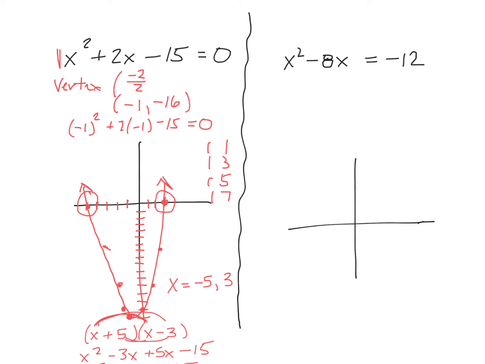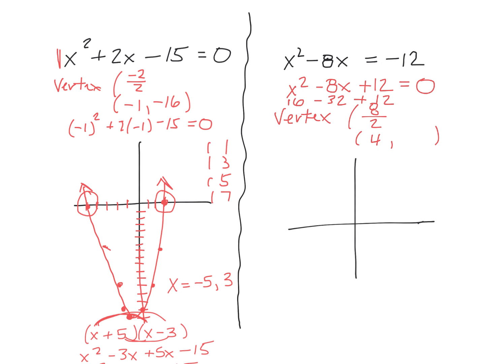This next particular equation, first of all, we've got to get this to equal 0, so I'm going to add 12 to both sides. If I find my vertex, which would be negative b over 2a, I have an x coordinate of 4. If I plug 4 in there, I'd have 16 minus 32 plus 12, which I believe comes out to be a negative 4. So my vertex would be (4, negative 4).